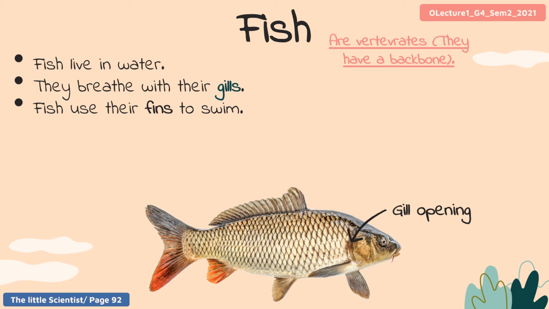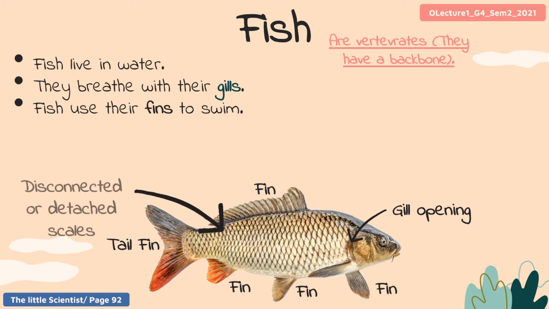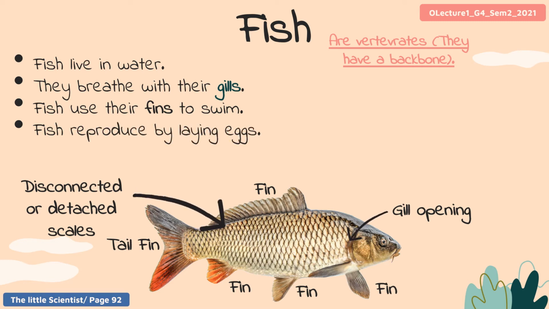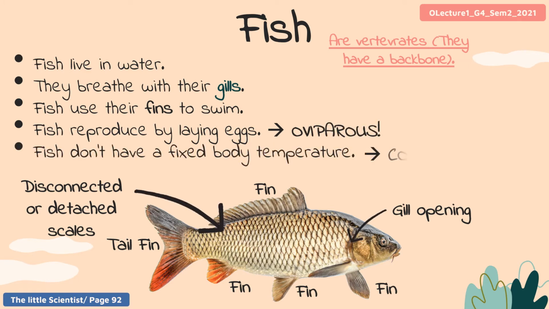Fish use their fins to swim. They use their tail fin to swim forward in the water, and they use their fins to move. Fish are covered with disconnected or detached scales, and they reproduce by laying eggs, and for this reason we classify them as oviparous animals. Fish also are classified as cold-blooded animals since they do not have a fixed body temperature. Their temperature changes according to the environment.